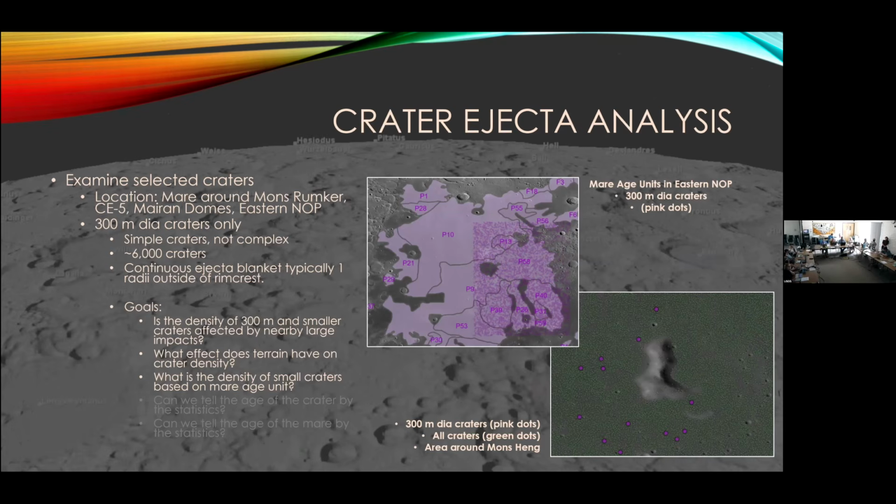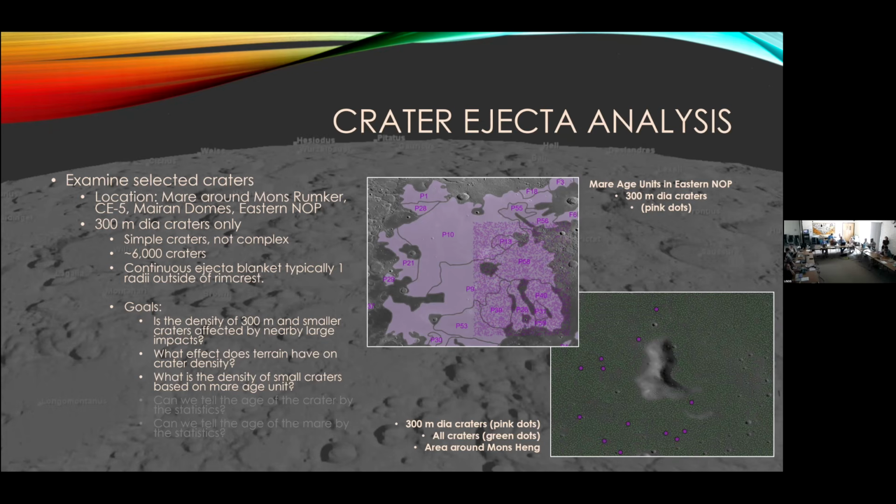And we did another analysis where we had parsed the data in a different way. Our goals were to check to see if the density of 300 meter craters affected the smaller craters in the vicinity of those 300 meter craters. We also investigated whether the terrain has an effect on crater density. And then, what is the density of small craters based on the previous Maury age units that we looked at? So in the center diagram, we've got all the 300-meter craters listed, kind of around P58.